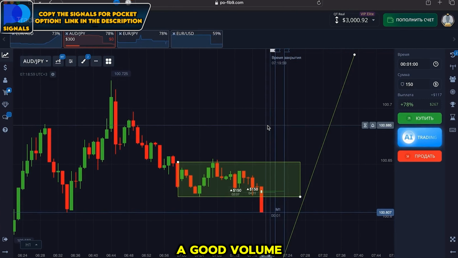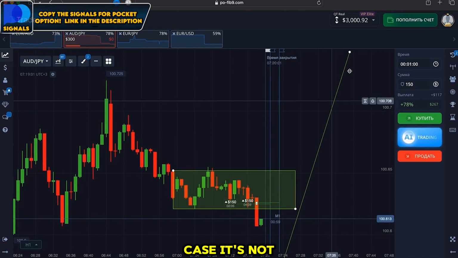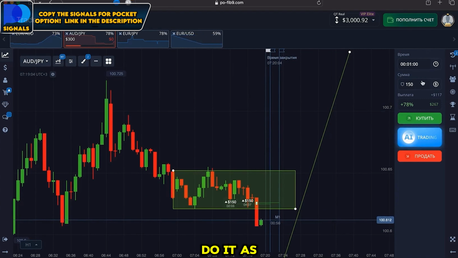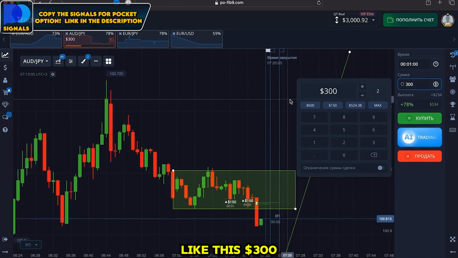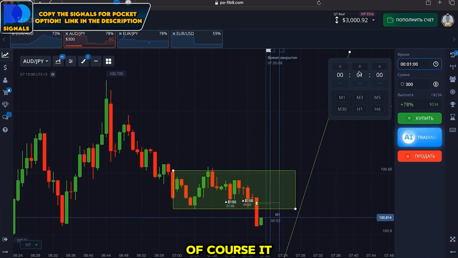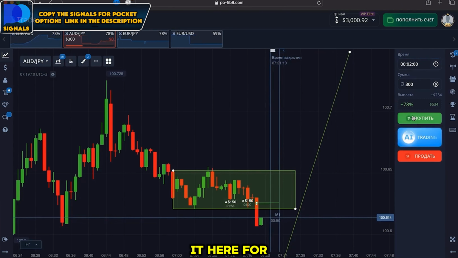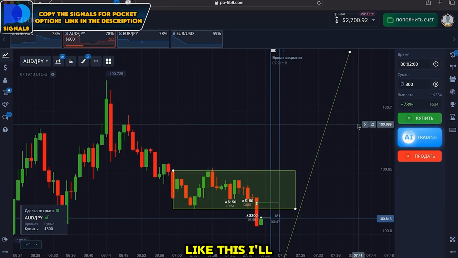Here we have a good volume built by the bears, but in any case it's not a big deal. You can even do it, as it seems to me, like this, $300. Of course it will be big, but I'll take it here for 2 minutes on the rise, like this. I'll do it this way.